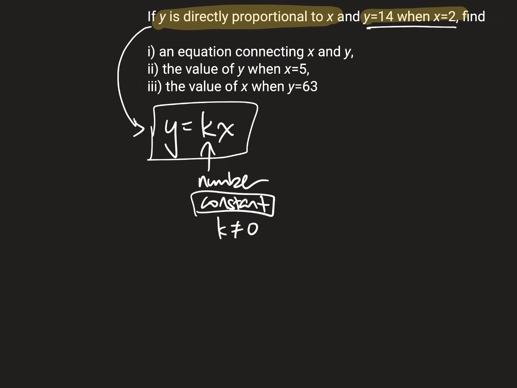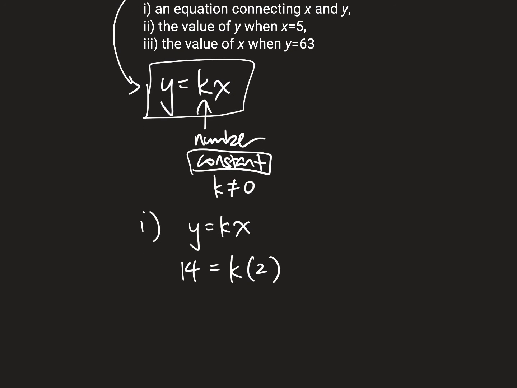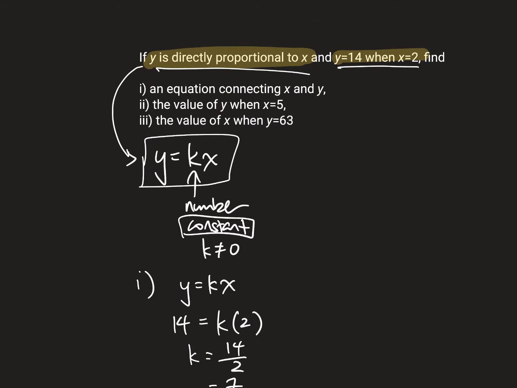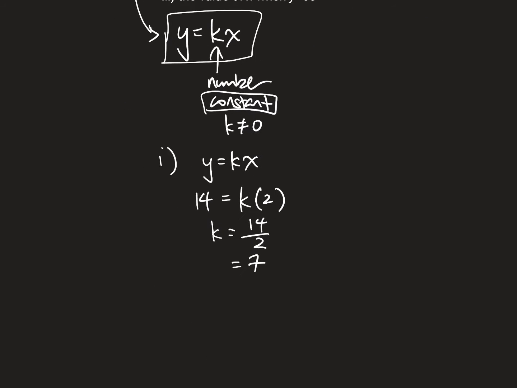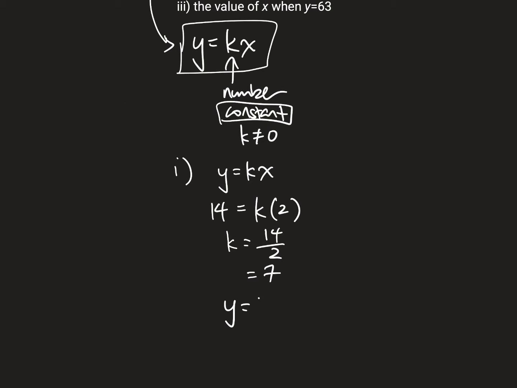So actually based on that, we can do part i. y is 14 when x equals 2. So we know that y equals kx because of this line. And y is 14 when x equals 2, so we sub those values in. You can see that we can solve for k. k is simply 14 divided by 2, which is 7. And that means the equation connecting x and y is simply y equals 7x, because you solve for k.